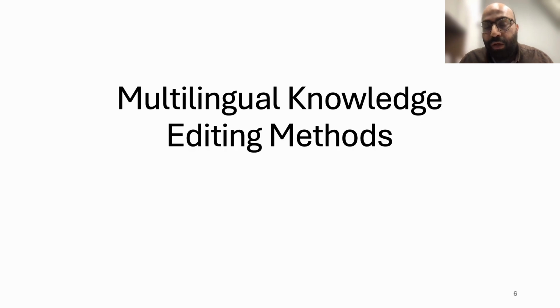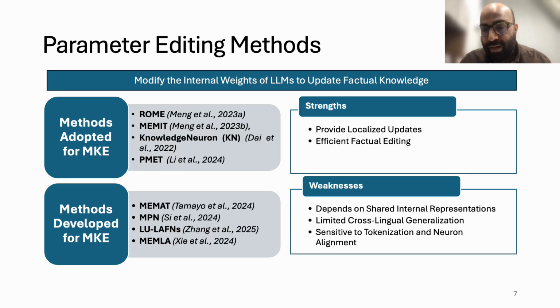We group multilingual knowledge editing methods into 4 categories: parameter editing methods, memory-based methods, fine-tuning based methods, and hypernetwork-based methods. Parameter editing methods modify the internal weights of LLMs to update factual knowledge. They can be broadly divided into 2 categories: general methods originally developed for monolingual settings and later applied to multilingual models, and specialized methods designed to support cross-lingual propagation of edits.